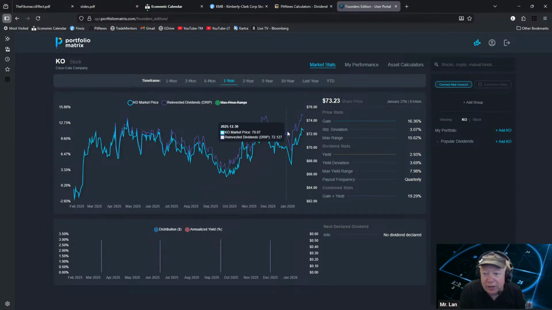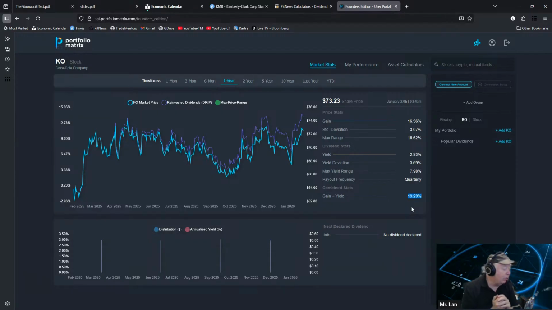So if you would have reinvested, here's your gain. See how it breaks it apart? And I told you, you've got to break these two apart. The gain was 16% over the last year on Coca-Cola. So Coca-Cola rose in price 16% over the last year, and it gave you a 2.93% yield. So if you add those two together, last year you got 19.29% in Coca-Cola. That's the combined growth plus the yield. All right, gain plus yield, gain plus dividends.